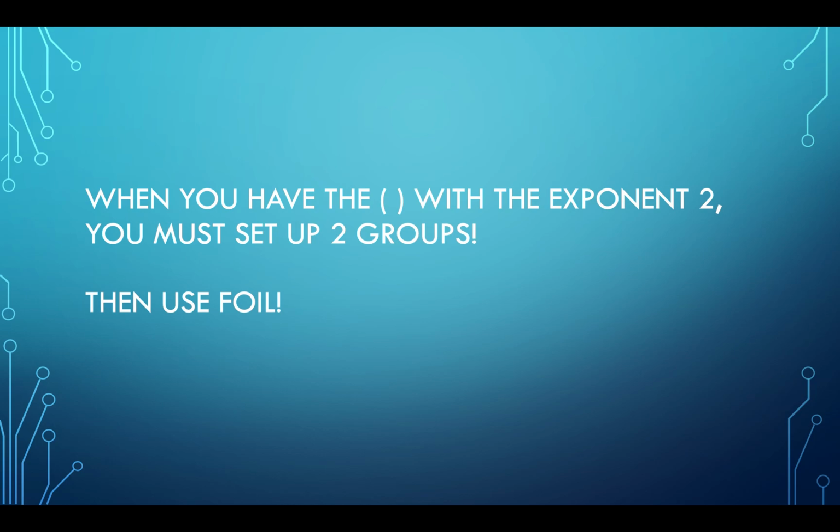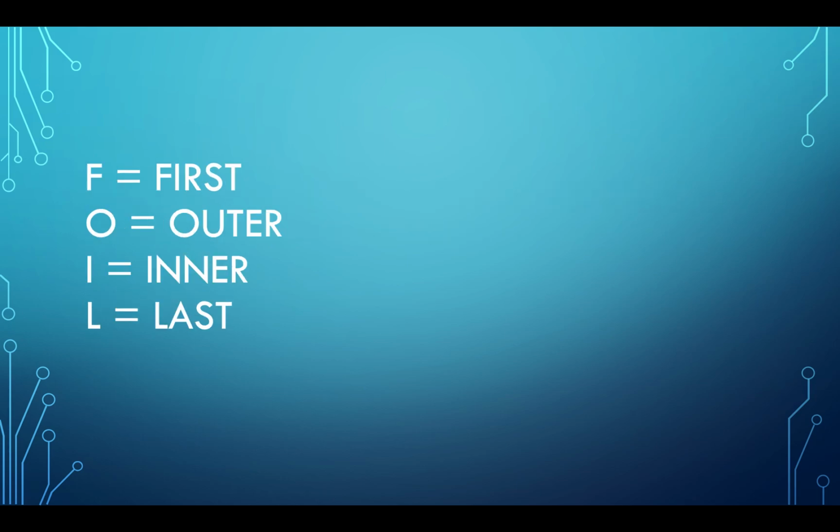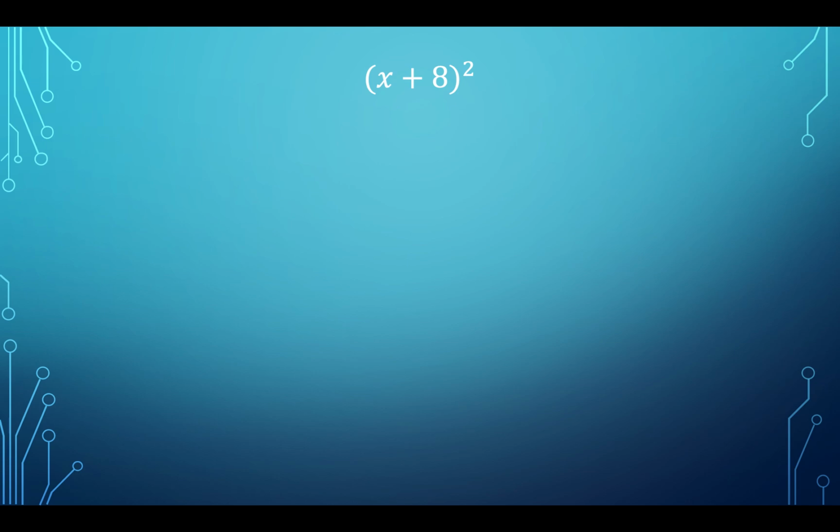So when you have the parentheses with the exponent 2, so whenever you see whatever squared, you're basically going to have to set up two groups. Then we're going to use FOIL. So let's practice some examples. As a reminder, FOIL stands for first, outer, inner, last.